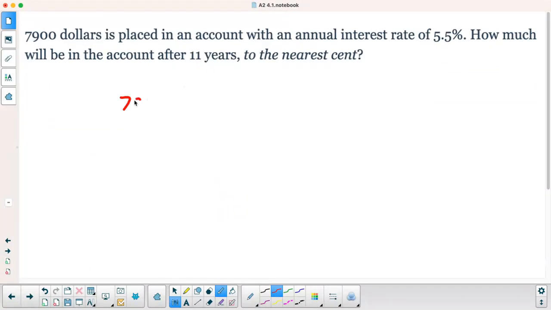All right, $7,900 placed in an account with an annual interest rate of 5.5%. How much will be in the account after 11 years? So I got to add this to 1. So it's 1.055 to the 11th. I don't need to multiply it out 11 times. Take the shortcut. And I get 14,236 to the nearest cent. So it's going to be 0.53. All right.